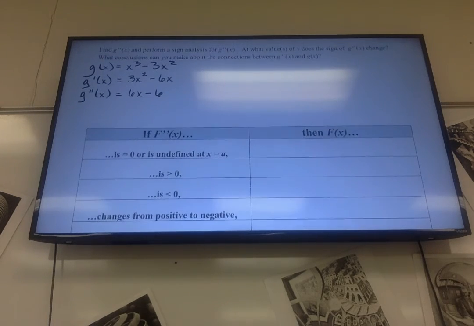Same thing here. Where is it equal to 0? Where is it undefined? Well, it's not undefined, but we can set it equal to 0. You're right. Oh yeah, it is, because that negative doesn't go away.